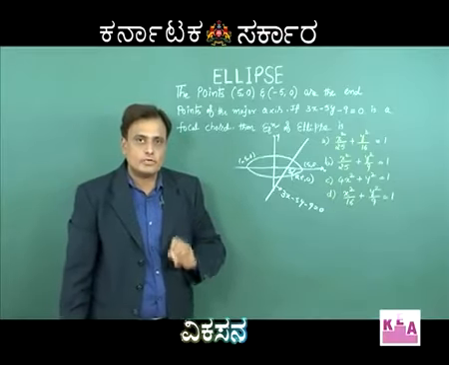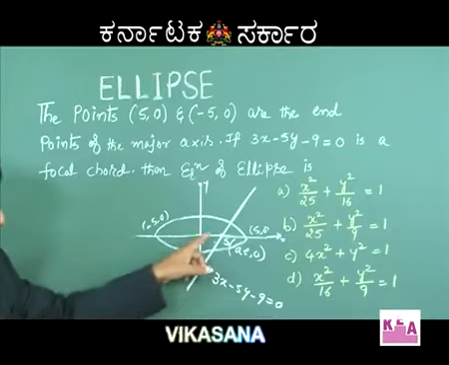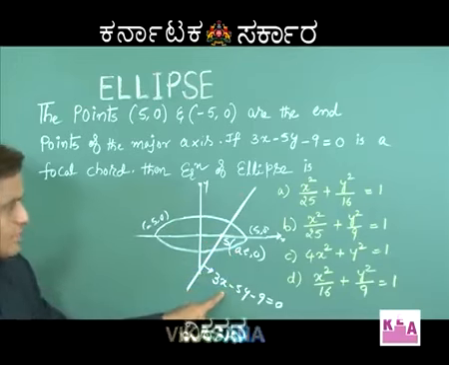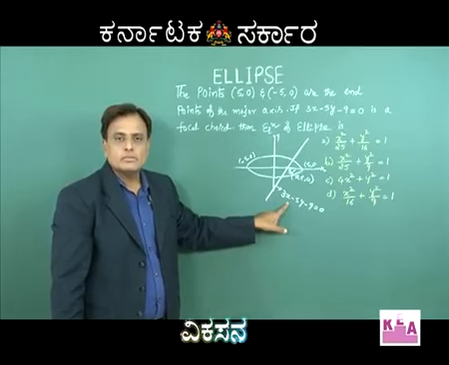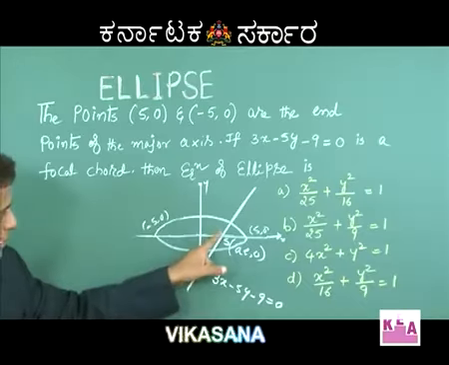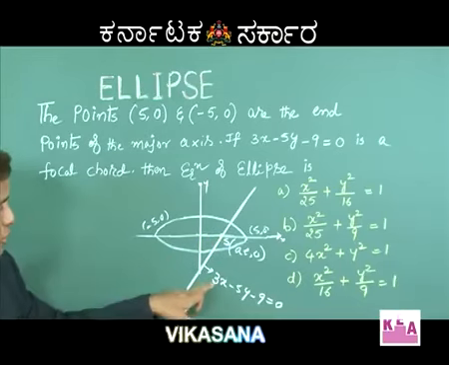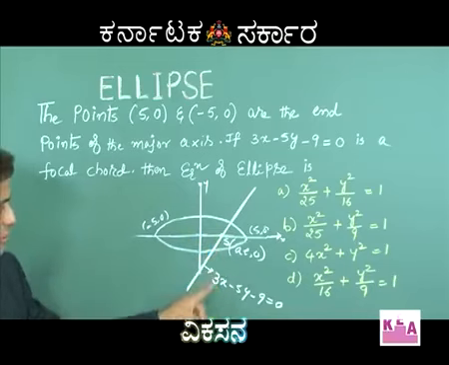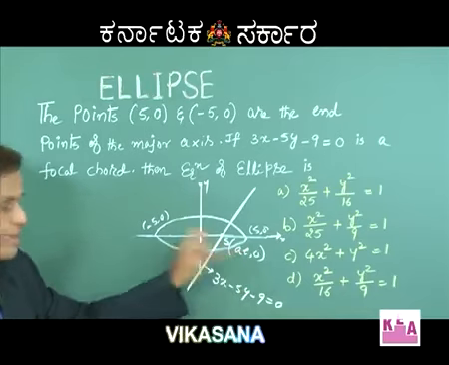Dear students, observe this small technique. Now we will work on a shortcut only. Since the focus lies on this line, the coordinates of the focus always satisfy it. Are you getting my point? I hope you understand this. Again I repeat, the focus lies on the line whose equation is 3x minus 5y minus 9, so the coordinates of the focus must satisfy this. But to satisfy it, we are not aware of the value of ae.